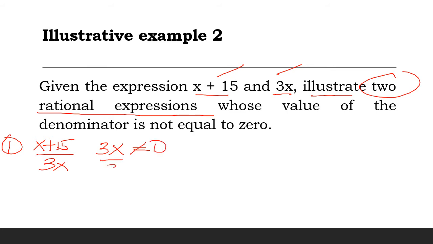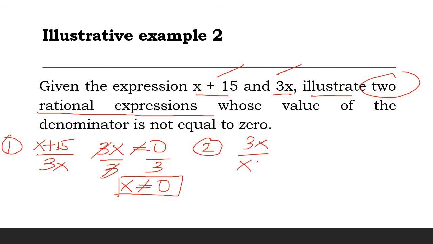Divide both sides by 3. Cancel yung 3, so x should not be equal to 0. Ibig sabihin, kailangan yung x natin ay hindi maging 0, kahit anong number except 0, para hindi mag-0 yung denominator natin. Pangalawa, balik na rin naman natin: 3x over x plus 15.